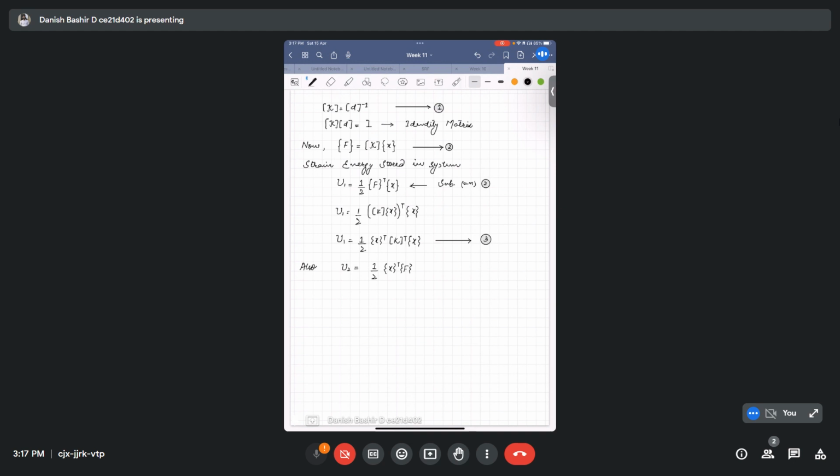Here again, I will substitute equation two. It will result in U2 equal to one half of X transpose times F, and F is given by Kx, so one half of X transpose Kx. This will be the fourth equation.